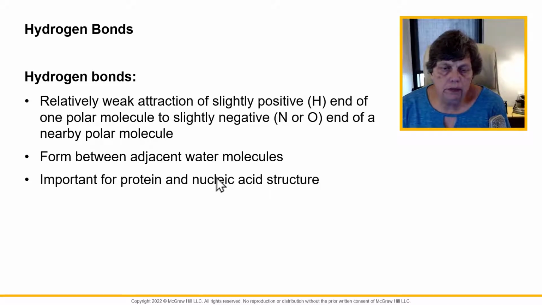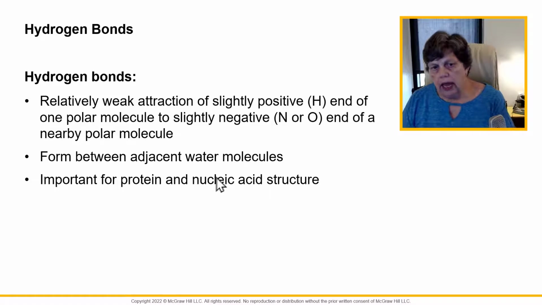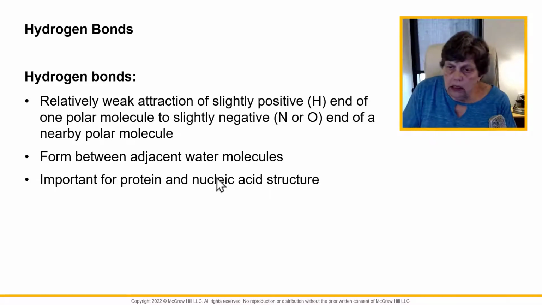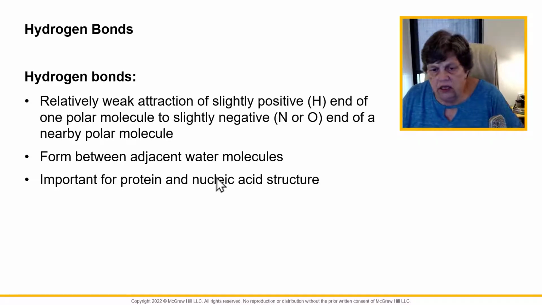Hydrogen bonds are another bond that forms. This is a very weak bond that happens. Now you're going to put some water molecules together, and this is where you put one polar molecule and another polar molecule together, and the slightly positive and negative ends interact.